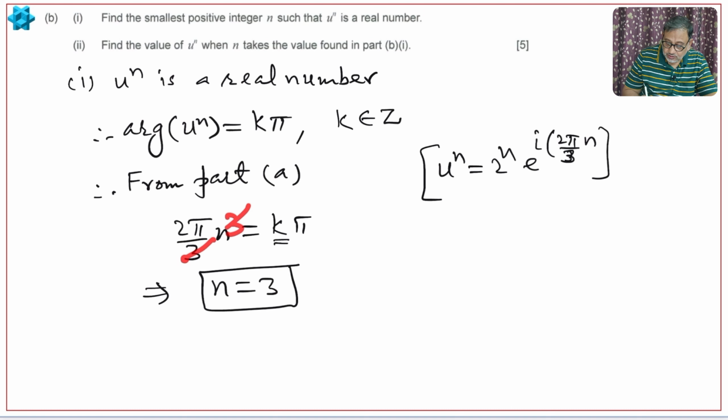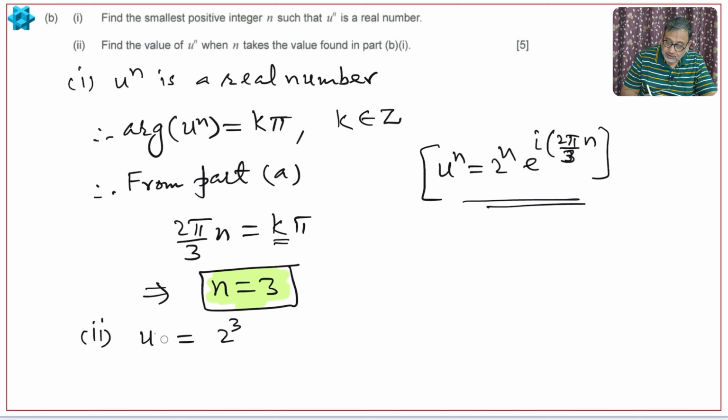I hope you understood. When n is 3, 3 and 3 get cancelled, so k will become 2. It will be an integer, and 2 pi or only pi will make sin theta 0. So this is the smallest positive value of n. This was the first part. The second part says, find the value of u to the power n when n takes the value found in part B1. That means when n is this value, we have to find the value of u to the power n. We already wrote here u to the power n.